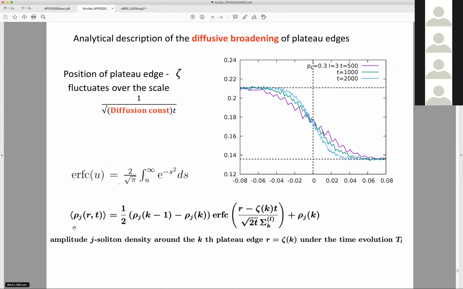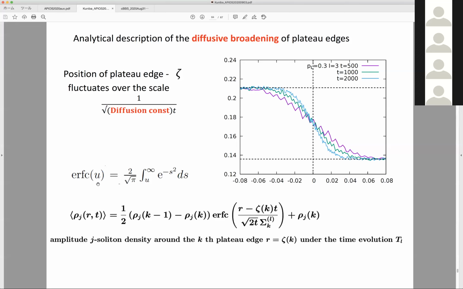For the amplitude of J solitons, density around the case plateau, the meaning of K, around the H, I missed the T here. Yeah, like this. Under the time evolution TL, I haven't explained the TL properly, sorry. But anyway, there are commuting time evolutions that I mentioned before. So there are index labeling like plateaus and time evolutions and broadening formula, which should be valid in the vicinity of this plateau H.